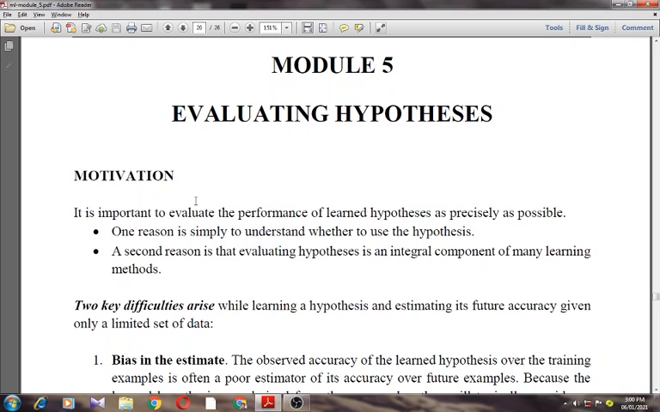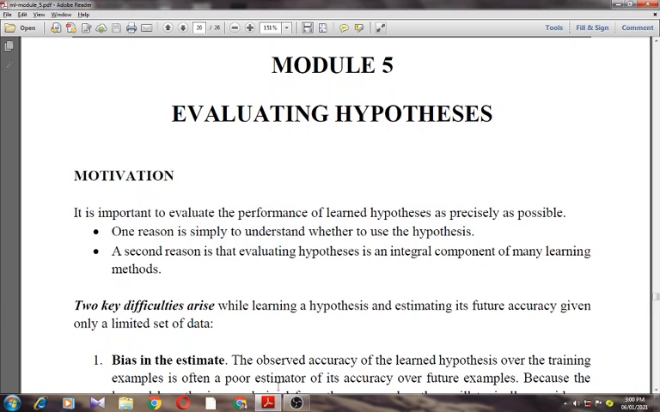Now let us see the motivation part. In many cases, it is important to evaluate the performance of the learned hypothesis as precisely as possible. One reason is simply to understand whether to use the hypothesis. For instance, when learning from a limited size database indicating the effectiveness of different medical treatments, it is important to understand as precisely as possible the accuracy of the learned hypothesis.